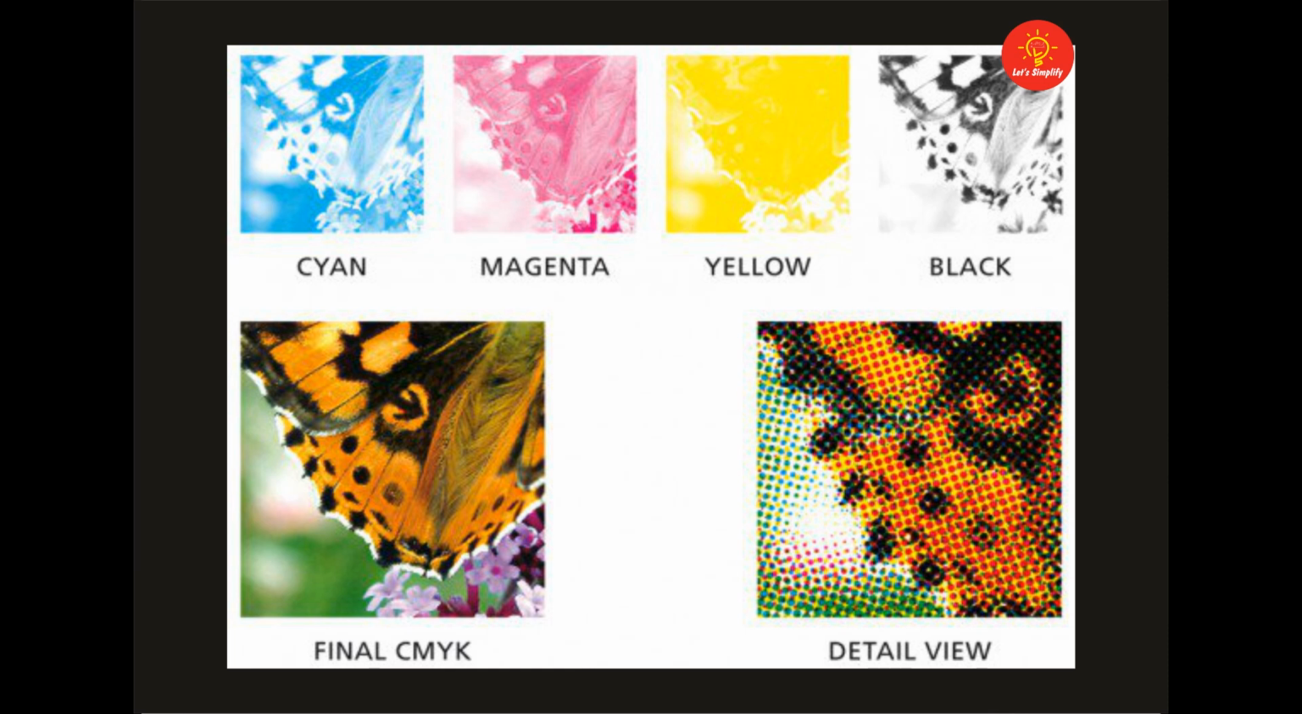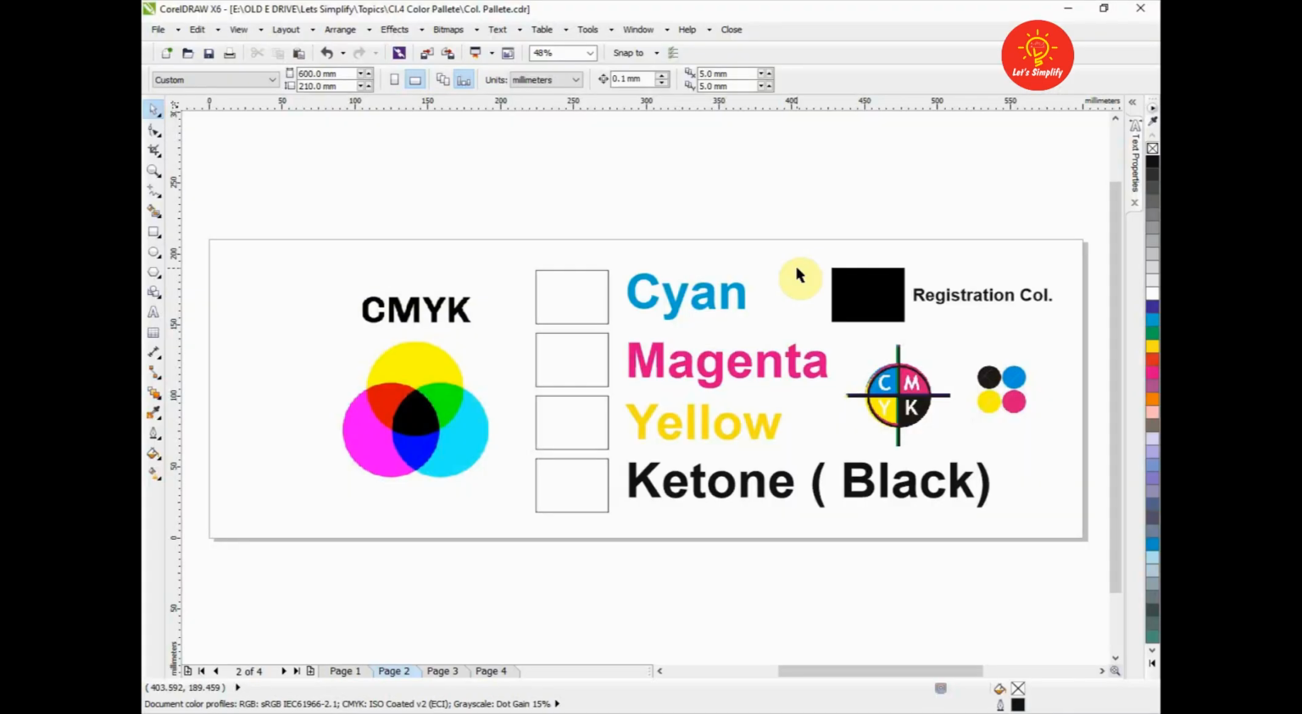So guys, we should always keep in mind the final output of our design. Whether we want to print our design or we are designing web graphics. If we want to print our designs, then always select a CMYK color palette. Now let's fill the colors.